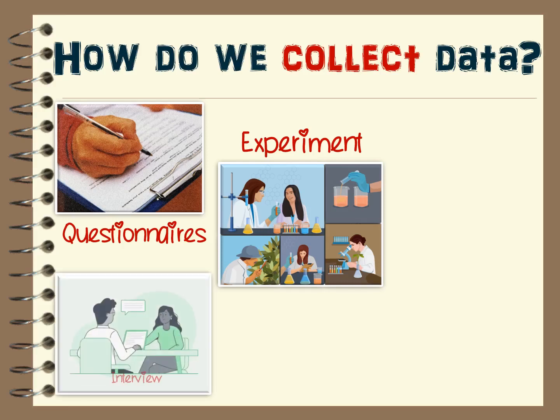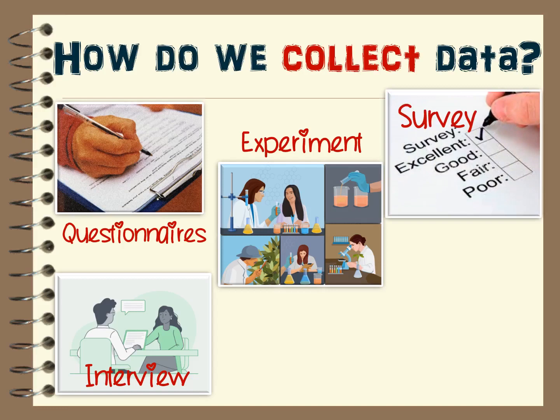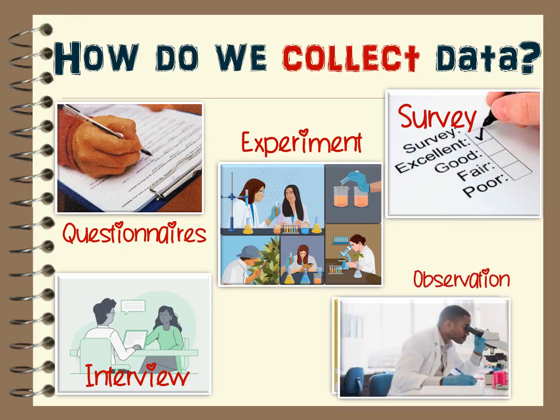Now, this one, interview, you can get directly the information you want from your respondent. So when you do interview, you ask questions, and then the interviewee will be giving you the answer. So this one is directly getting the information. So that is another method. Another one, survey. This is the one I gave you earlier. So you can do surveys, and the last one will be through an observation.